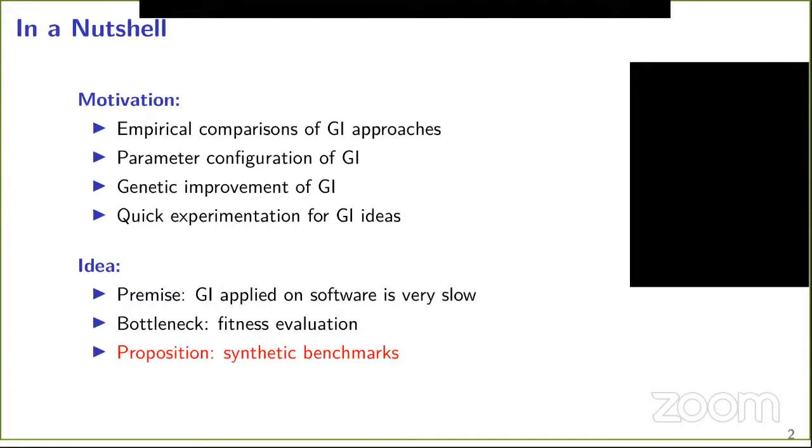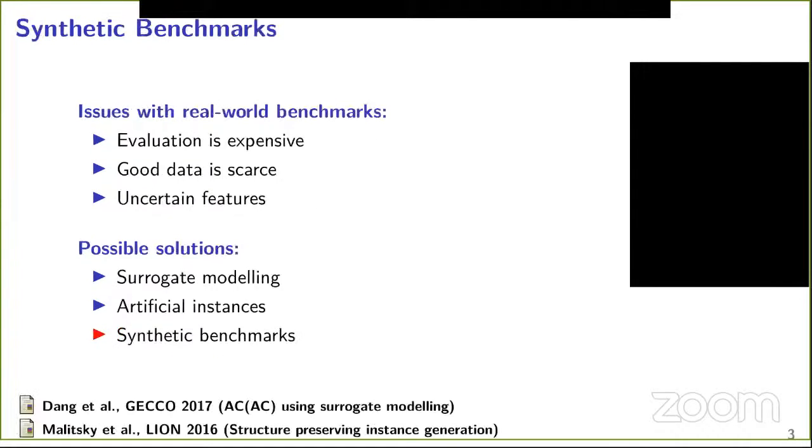So the idea is that GI, when you apply it on software, is very slow. But this is mainly due to fitness evaluation, because the software itself is slow. So the proposition is to replace the software by a synthetic model that you obtain beforehand. So, issues with real-world benchmarks. As I said, evaluation ranges from slightly expensive to extremely expensive. Second thing is good data is scarce. We don't have many benchmarks for GI.